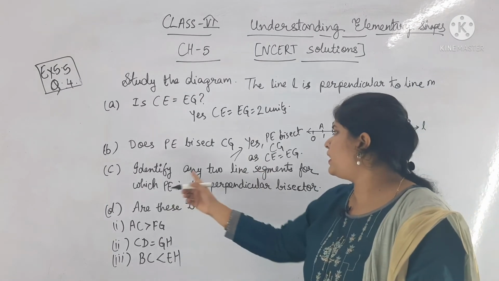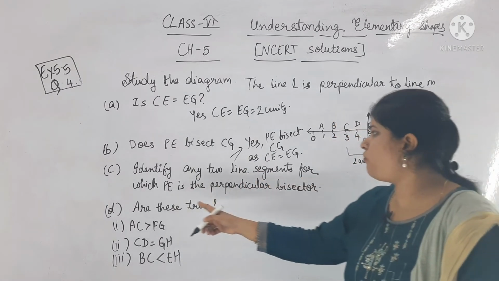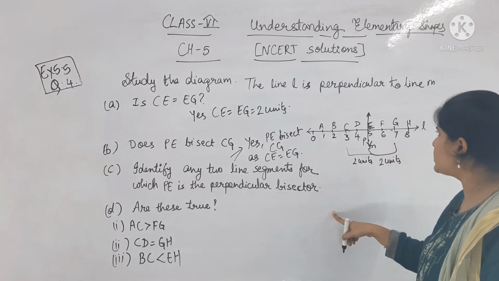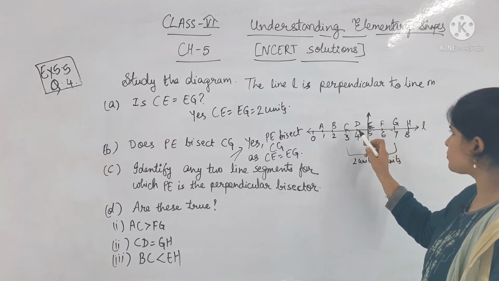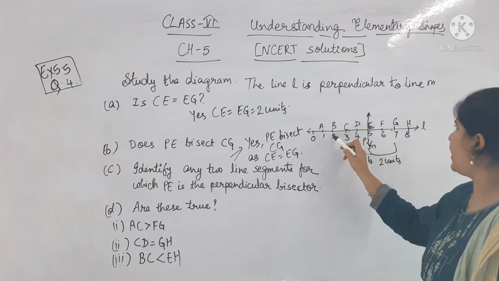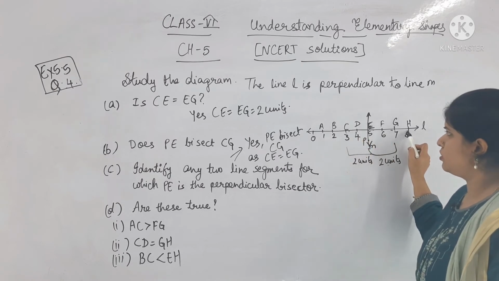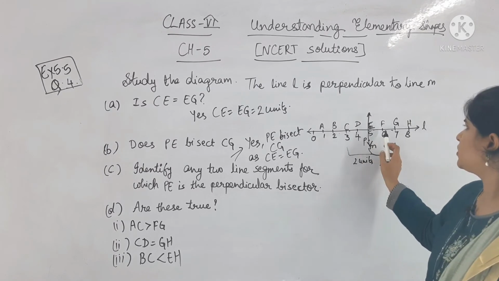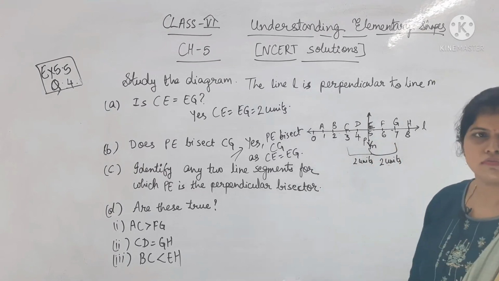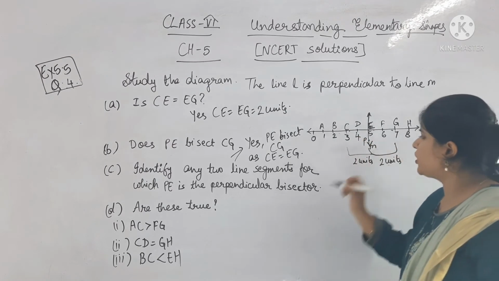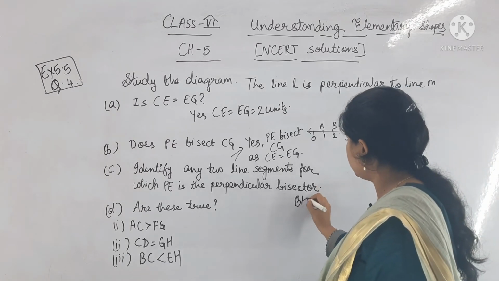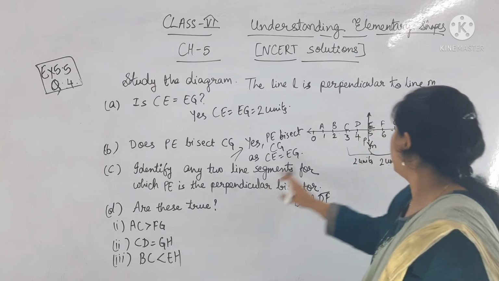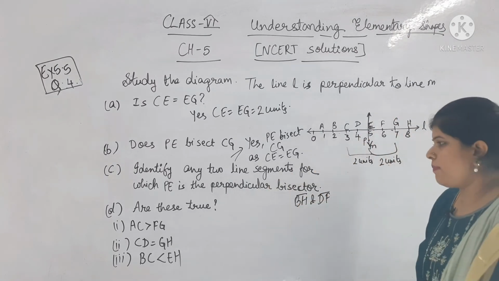Number three is identify any two line segments for which PE is the perpendicular bisector. The two line segments you can see here are DF and BH. So BH and DF are the line segments in which PE is the perpendicular bisector.